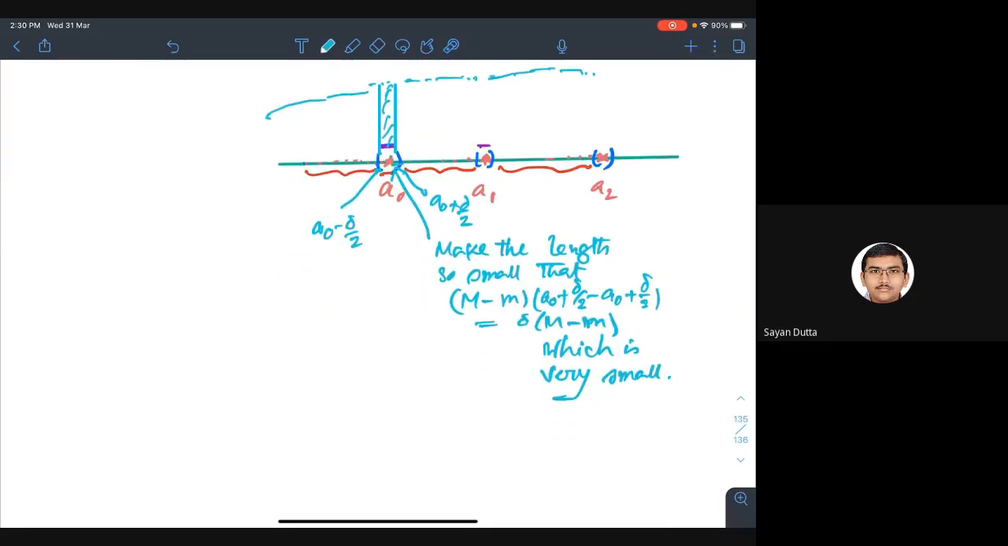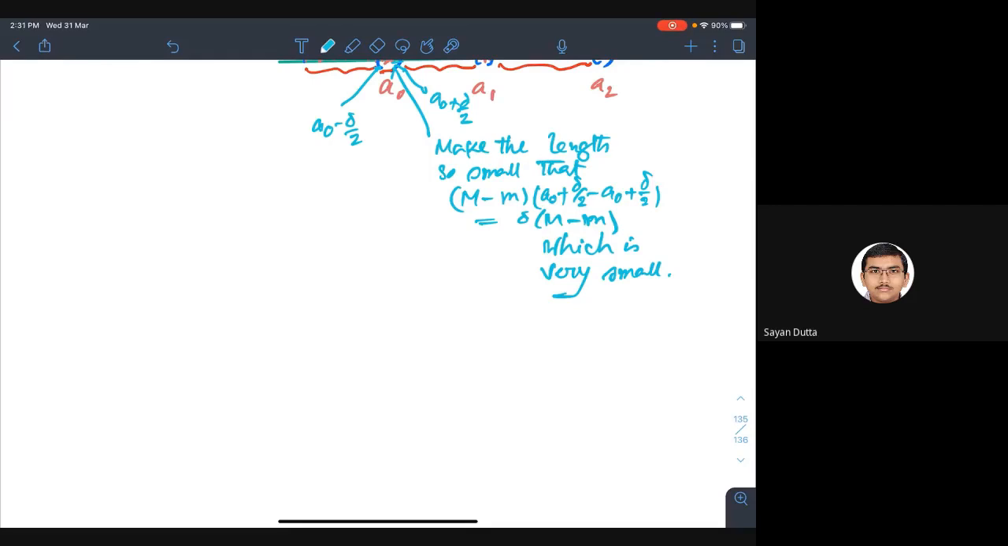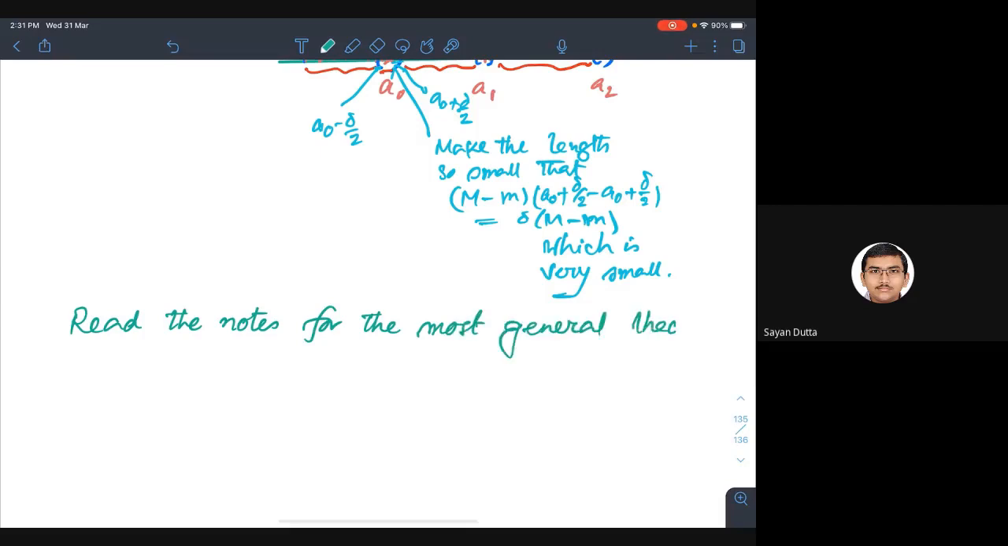All right. Any question here? So read the notes for the most general theorem about Riemann integrable function.